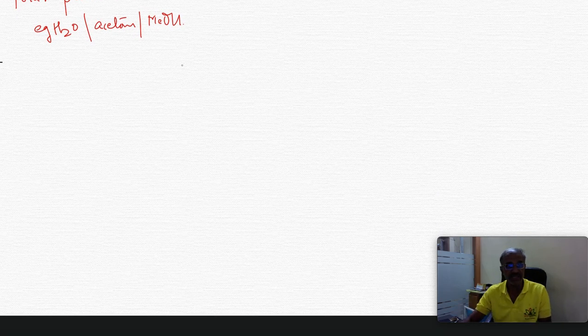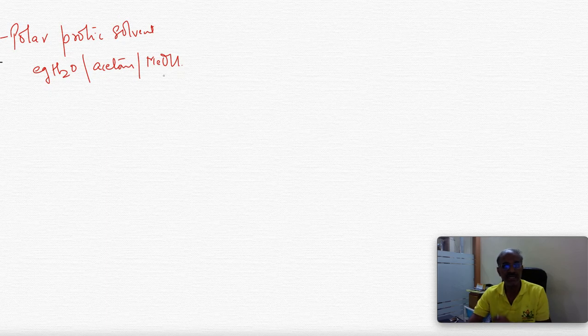Polar protic solvent, for example water, or you can say methanol, acetone. Everything I have taught you in the previous lectures. Methanol, polar. Polar means two poles are generated, and protic means it should contain a proton.